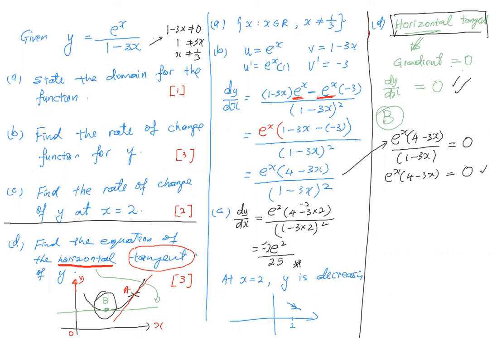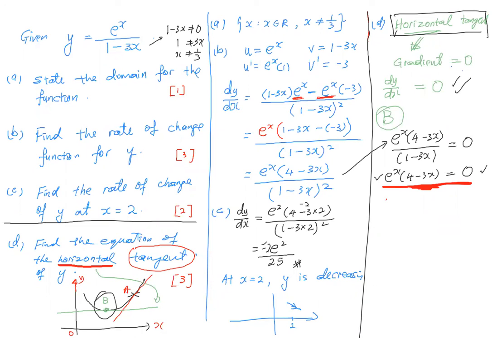Can you please have a look at this? If you got this as a math student, what should you do as the next step? If you have this already, what should you do? Find x. Yeah, find x. Okay, you tell me how to find x then. 4 minus 3x equals to 0.